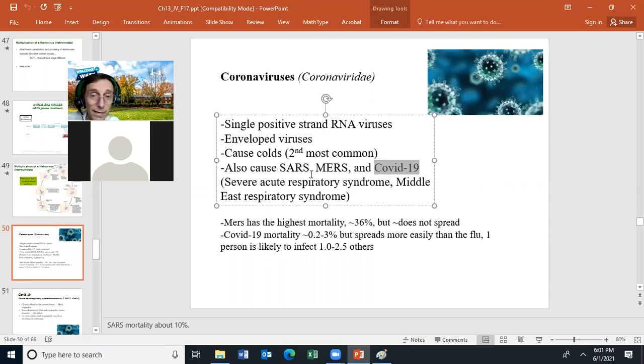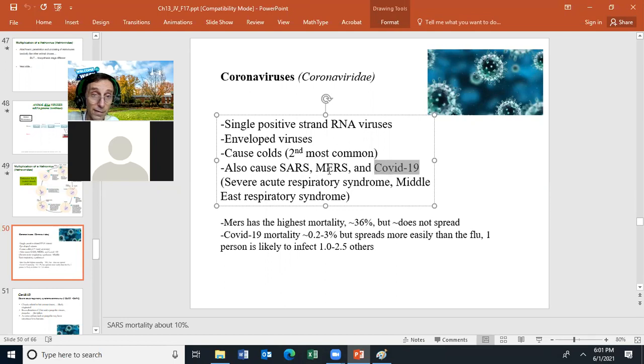Kept it from spreading, so it didn't spread throughout the world, and that was a good thing because the mortality rate of SARS is around 10%. So it is higher, maybe 10 times higher than COVID-19, the mortality rate.